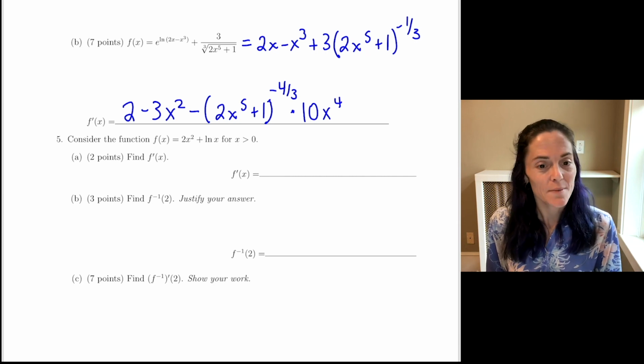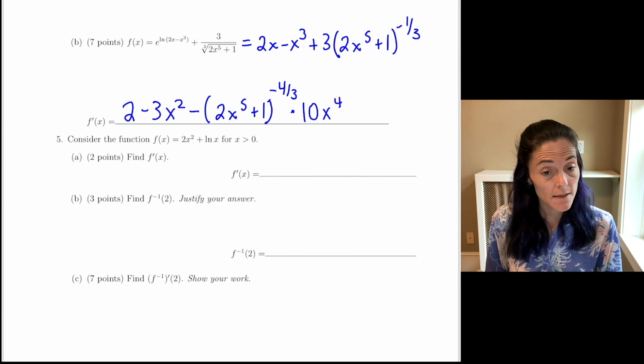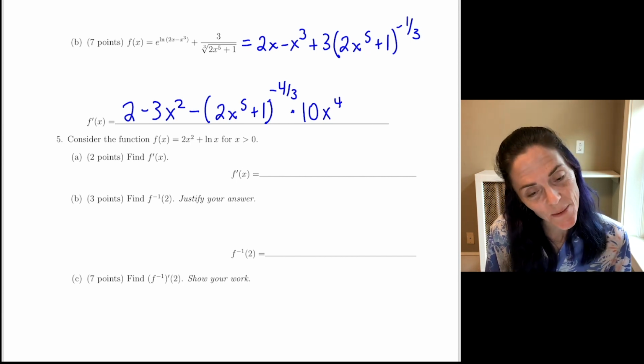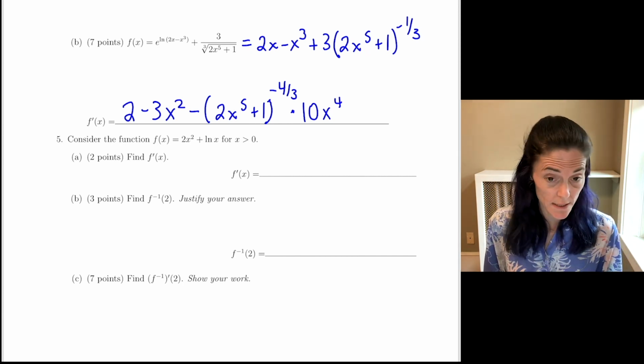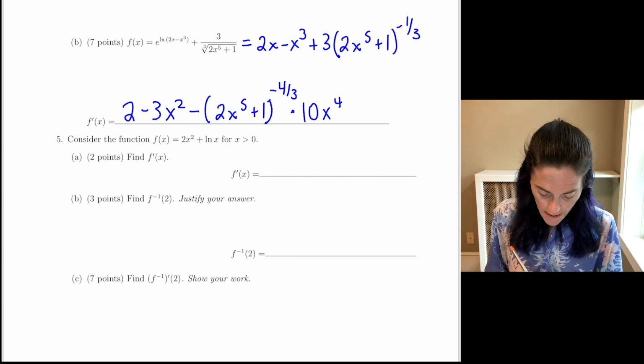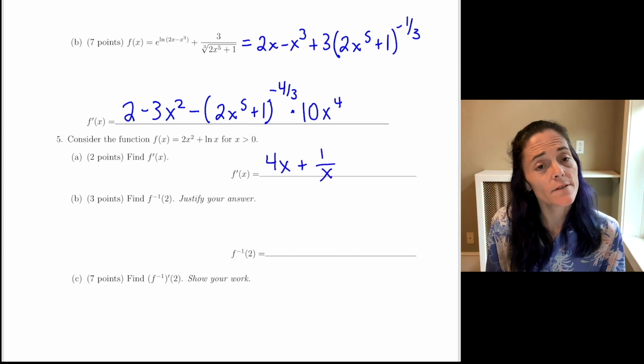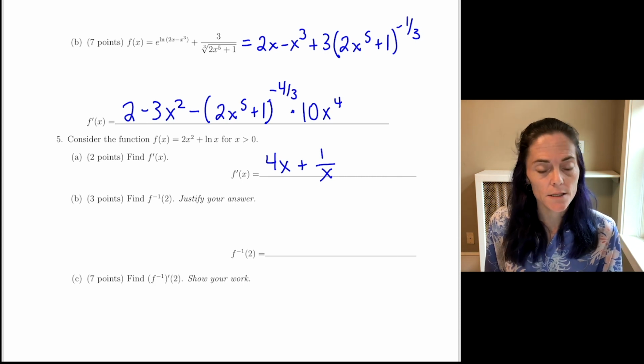Now let's move on. Number 5. This is an inverse function theorem question. So we are considering the function 2x squared plus ln x for x bigger than 0. First, find the derivative. Well, okay, this is 4x plus 1 over x. Now we want to find f inverse of 2, justify our answer.